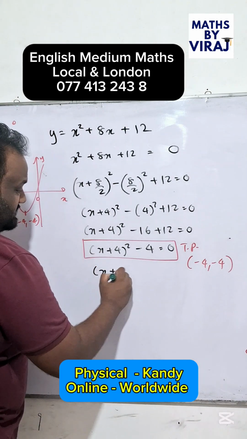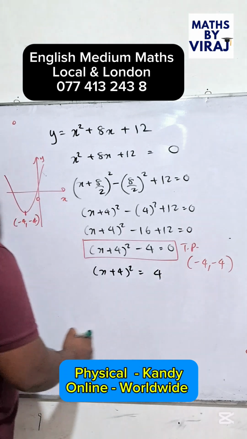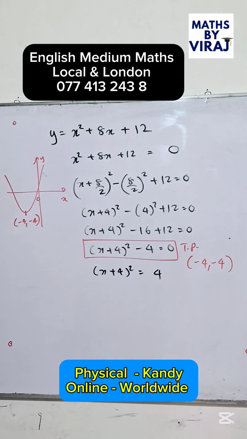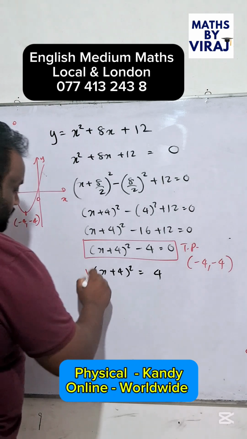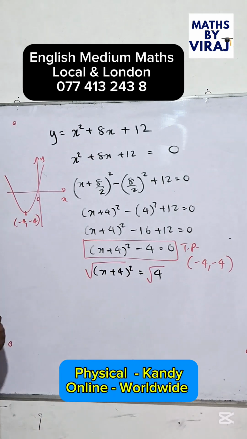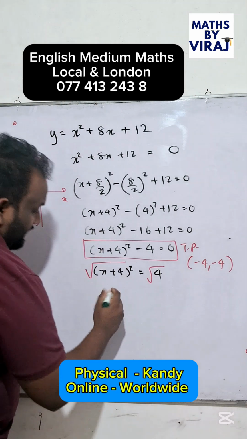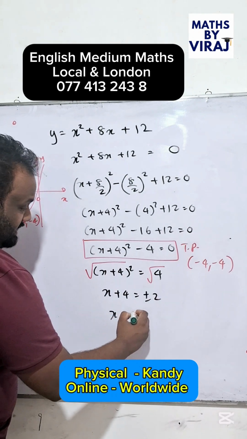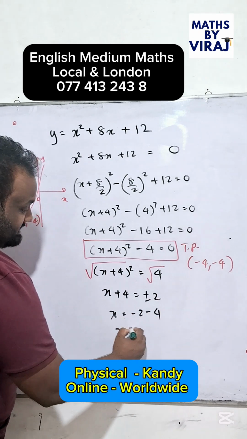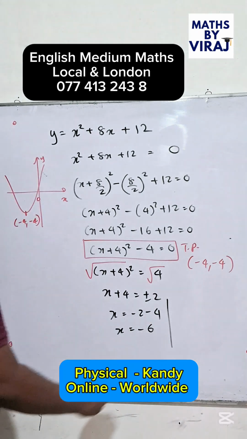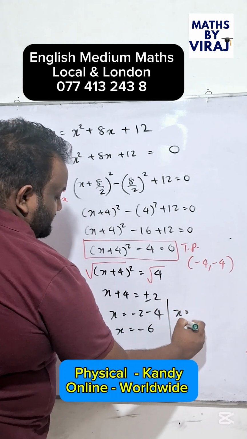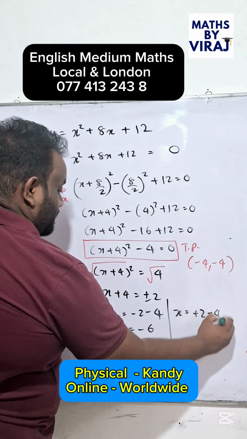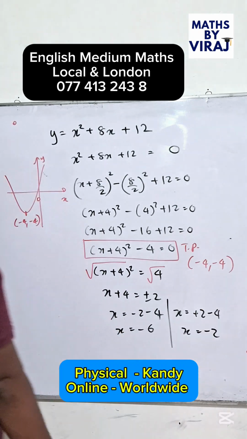Therein x plus 4 whole thing squared is 4. Now to get rid of this square, what do we do? We introduce a square root. When you introduce a square root, we write x plus 4 is equal to plus or minus 2. Therein x is minus 2 minus 4, x is minus 6, and also x equals plus 2 minus 4, x equals minus 2.